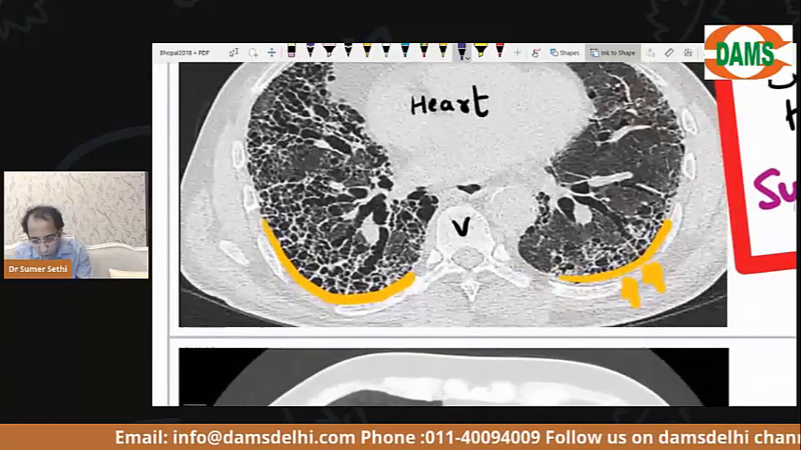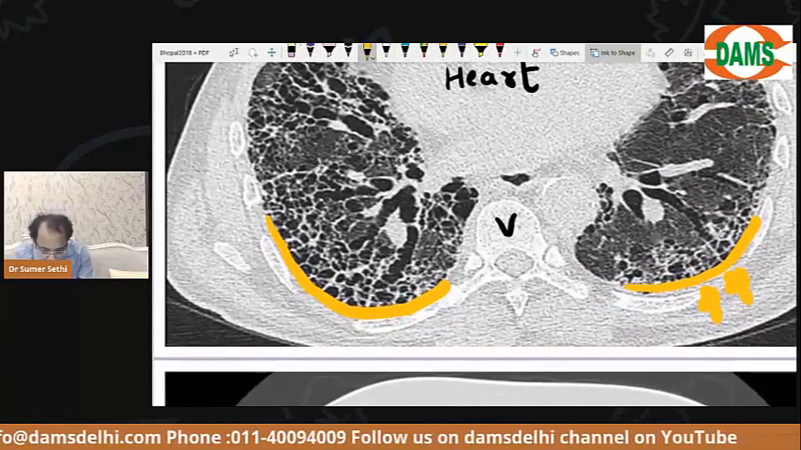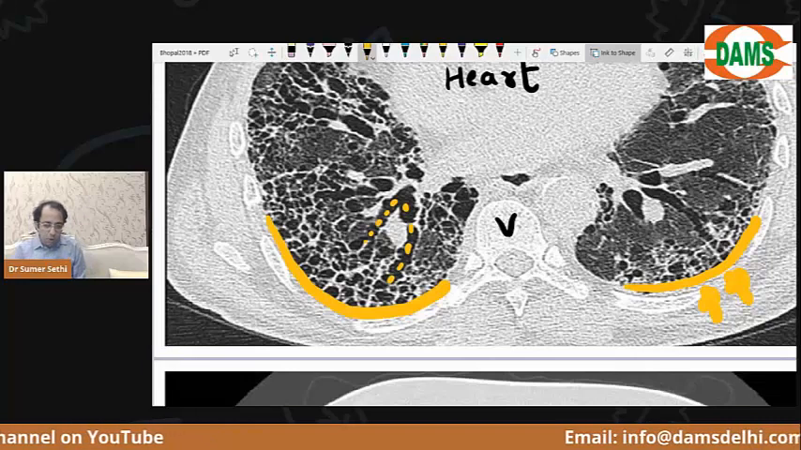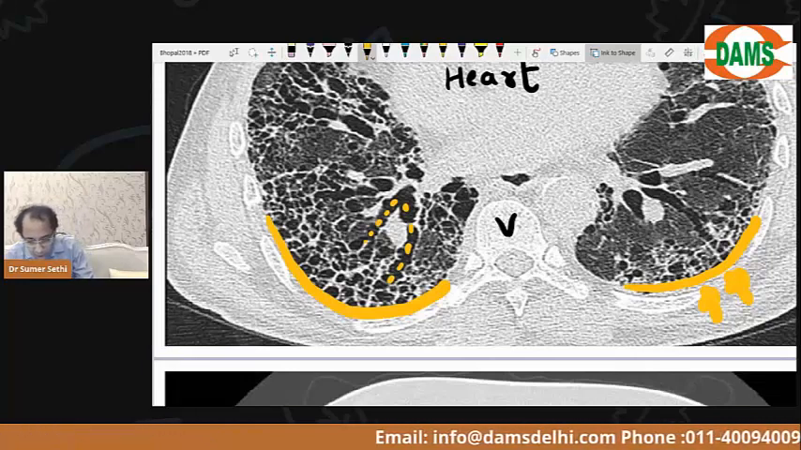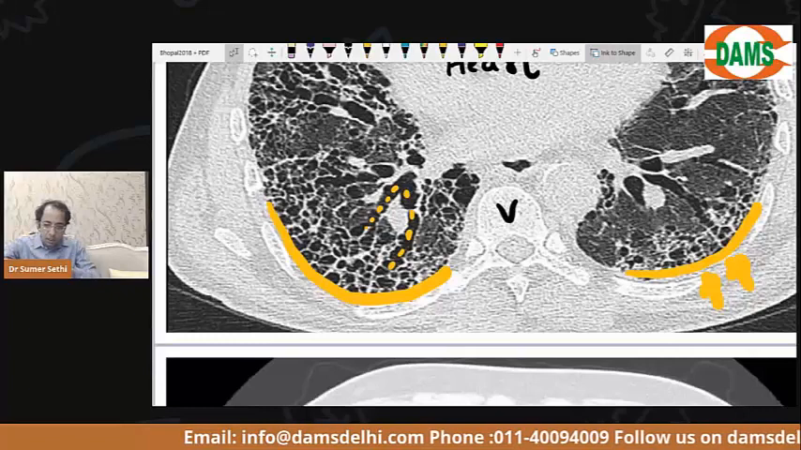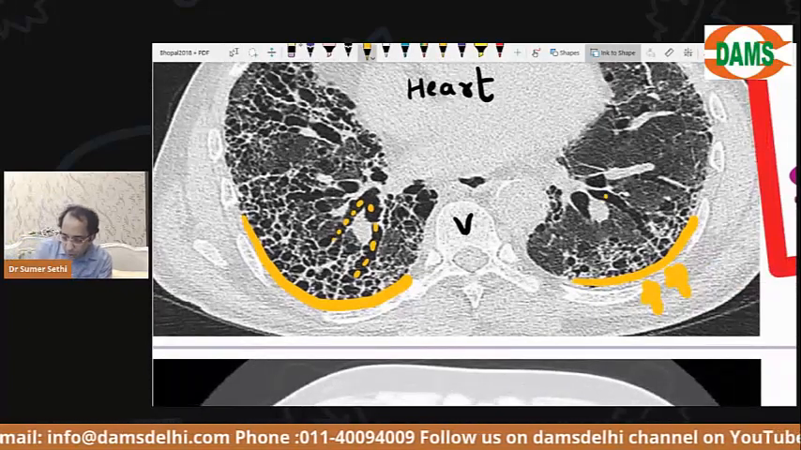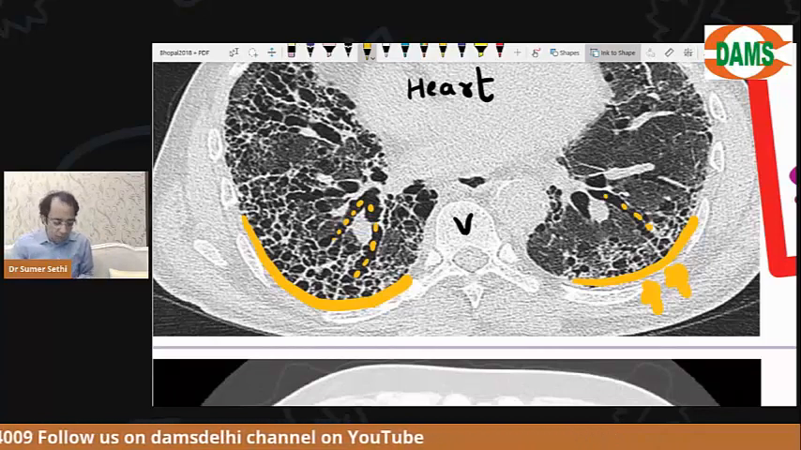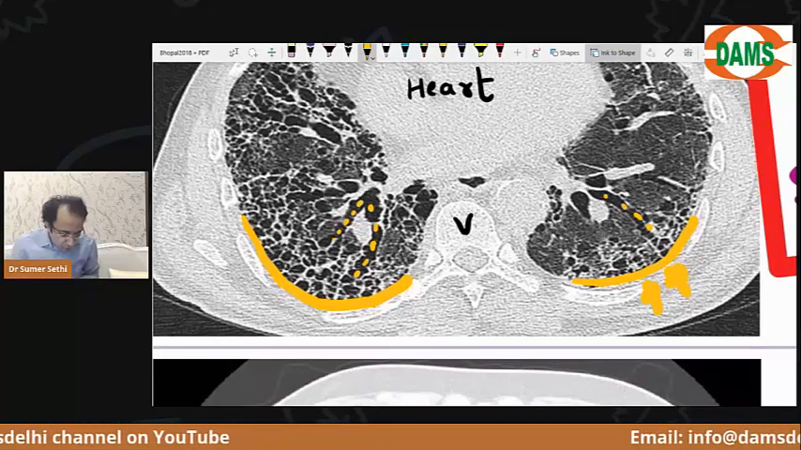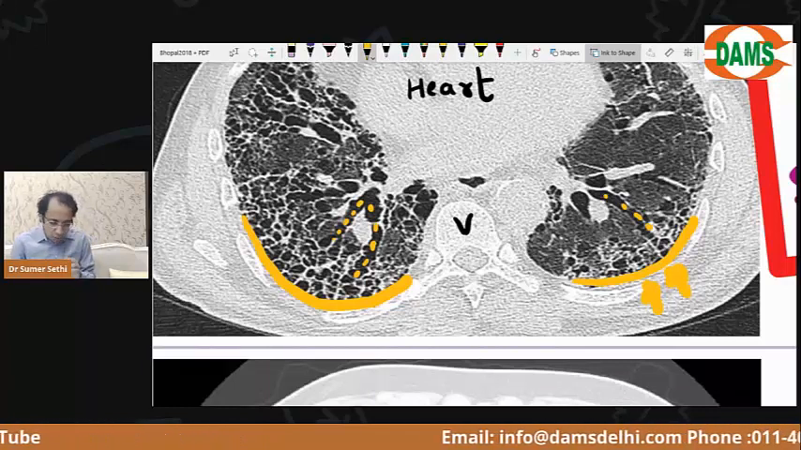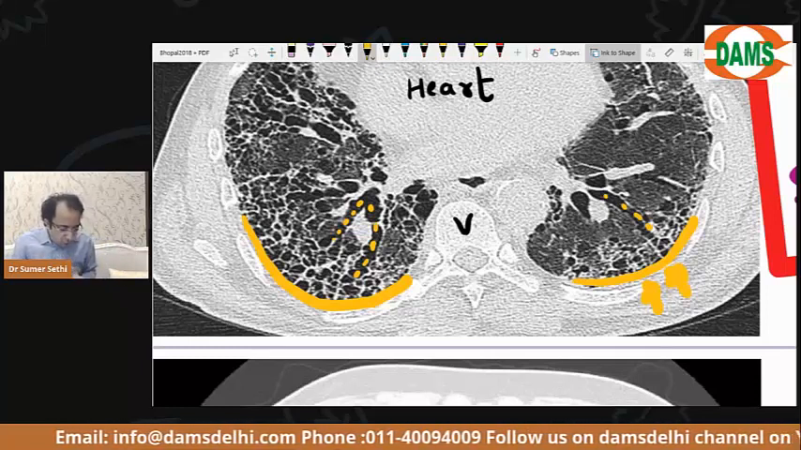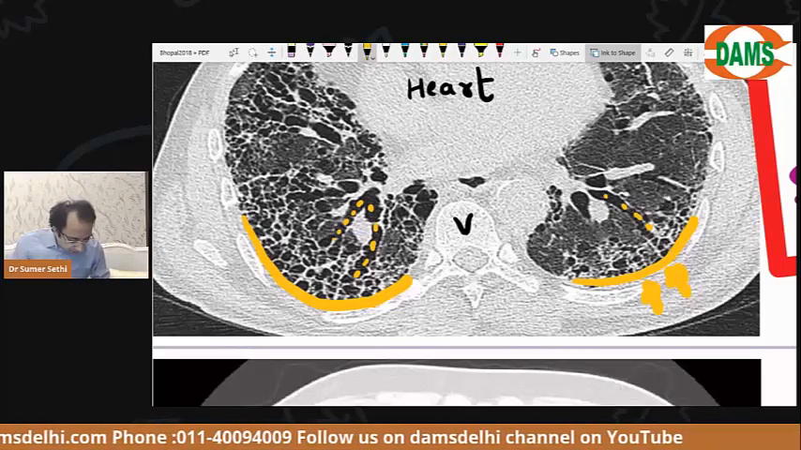Now look at the bronchus here. In the area where we see honeycombing, the bronchus appears to be dilated. Why is it happening? Listen to me, pneumatoceles would not look like this. Pneumatoceles are very small, there would not be so many sitting one over another. This is honeycombing.